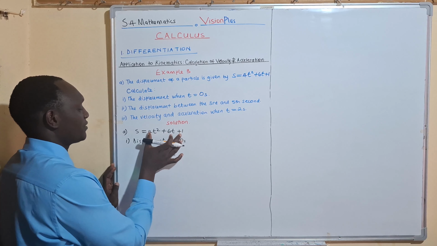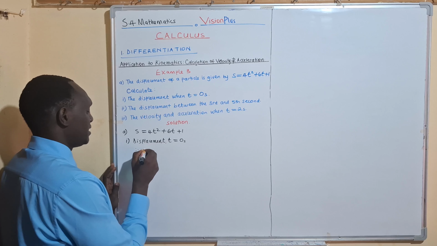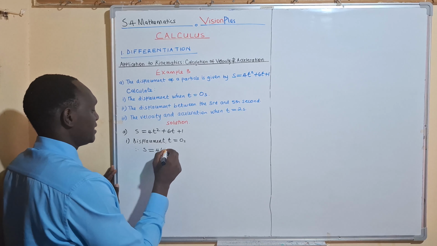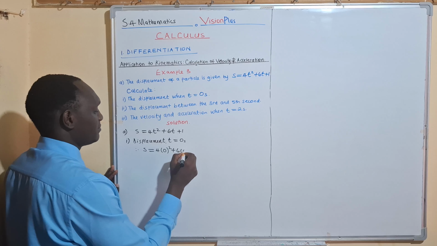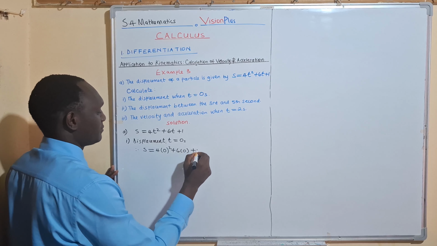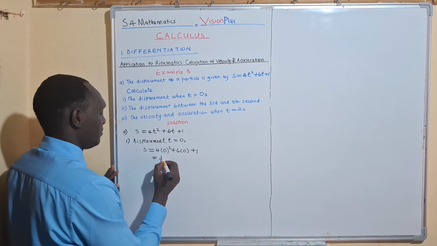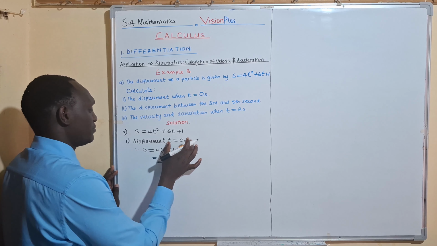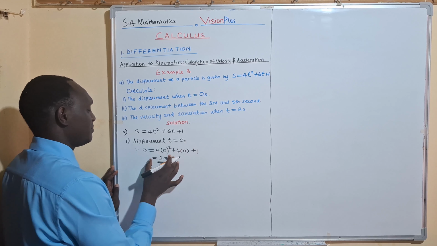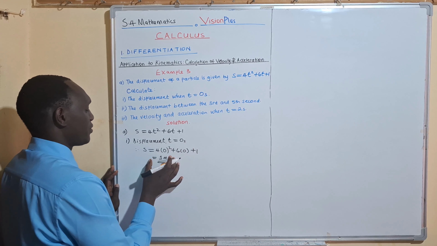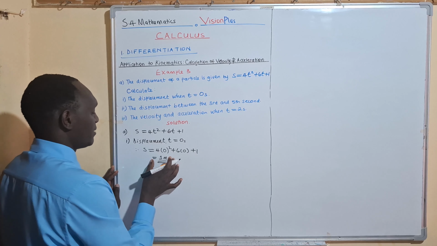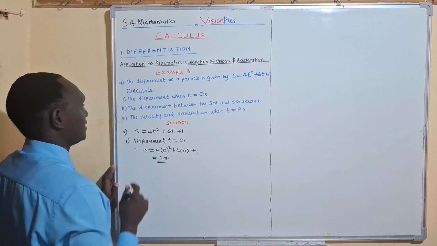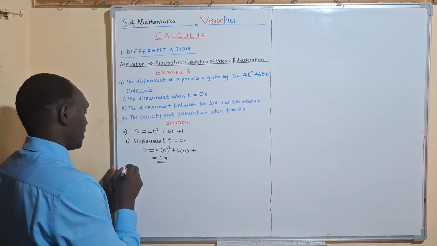So we substitute for the time in the expression for displacement. Therefore, our displacement when the time is 0 becomes 4 times 0 squared plus 6 times 0, plus 1. That gives us 1 meter. When the time is 0, or initially, the particle has moved a distance of 1 meter. And that is the answer for Roman 1.